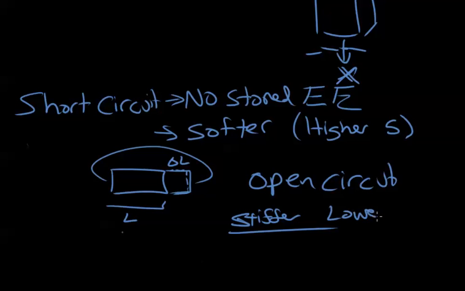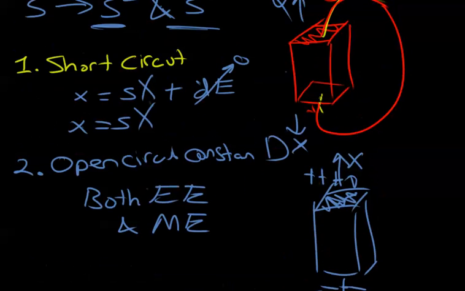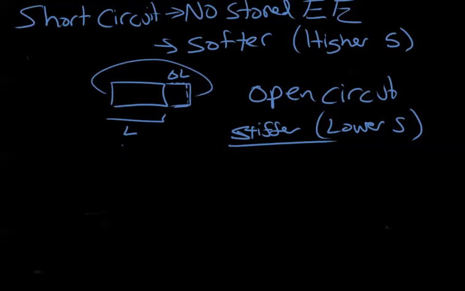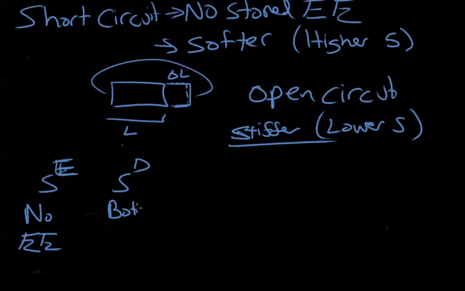Lower compliance. So this is why materials seem stiff or soft depending on the boundary conditions. S^E is the soft condition, because there's no electrical energy stored. And S^D is the tough, stiff condition, because both electrical energy and mechanical energy are being stored due to the strain developed.